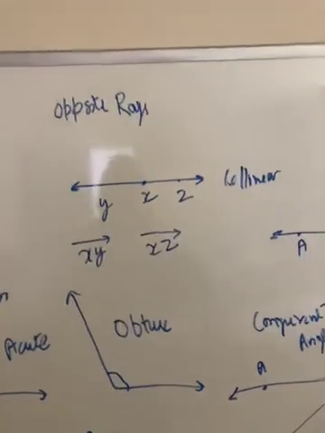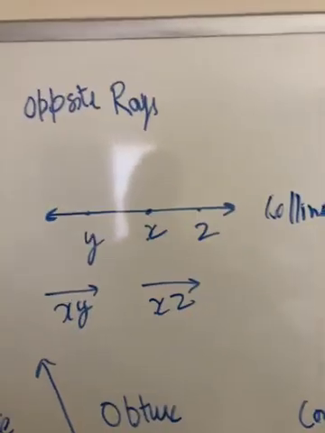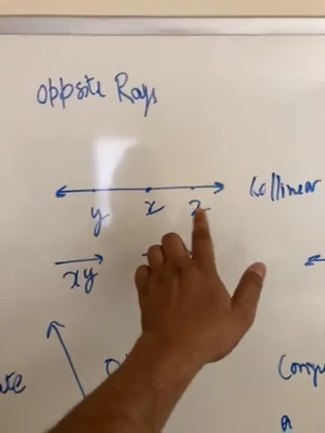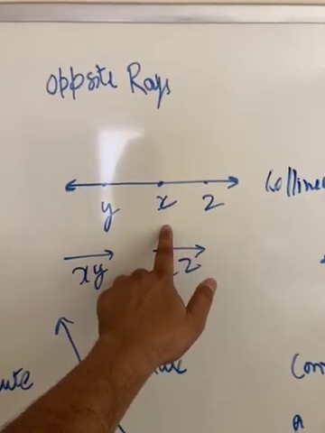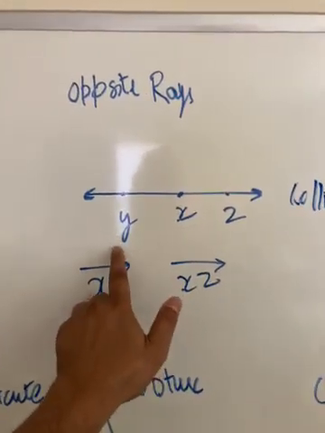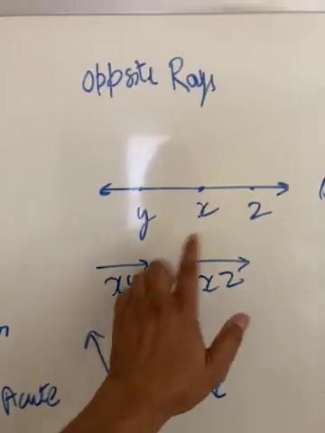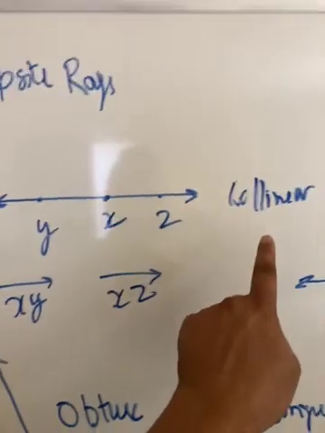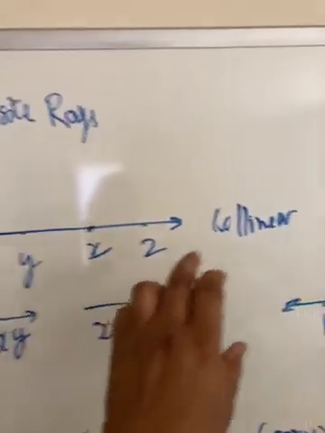Okay, the next concept is opposite rays. Opposite rays are when you have a line here with a point X, and on opposite sides you have two points, Y and Z. So they are opposite: one ray is going in this direction, another ray is going in this direction. So they are basically collinear.